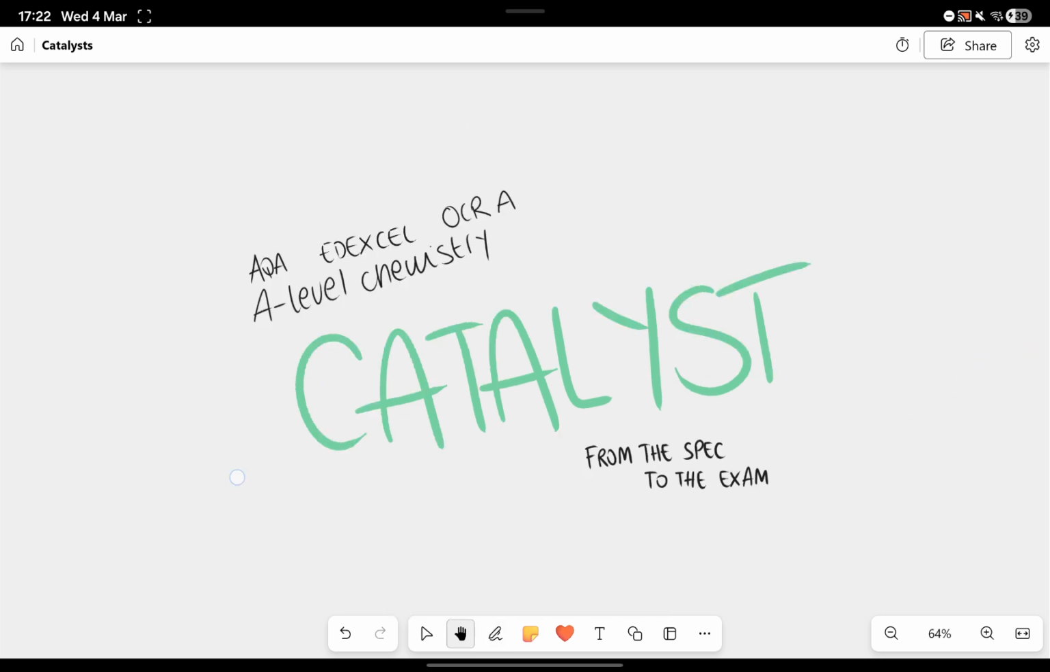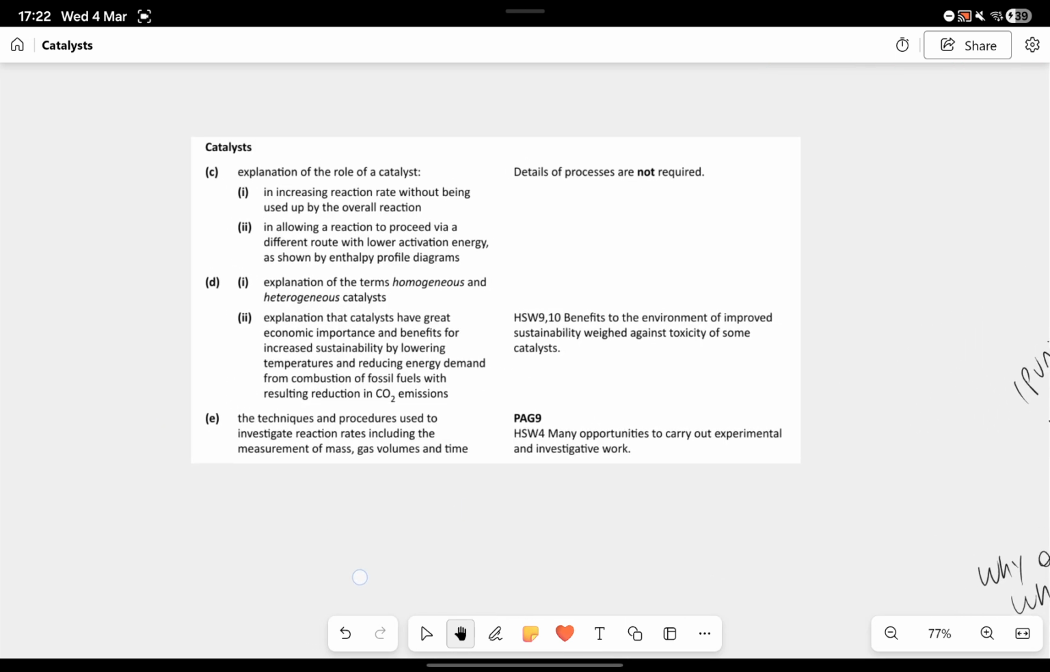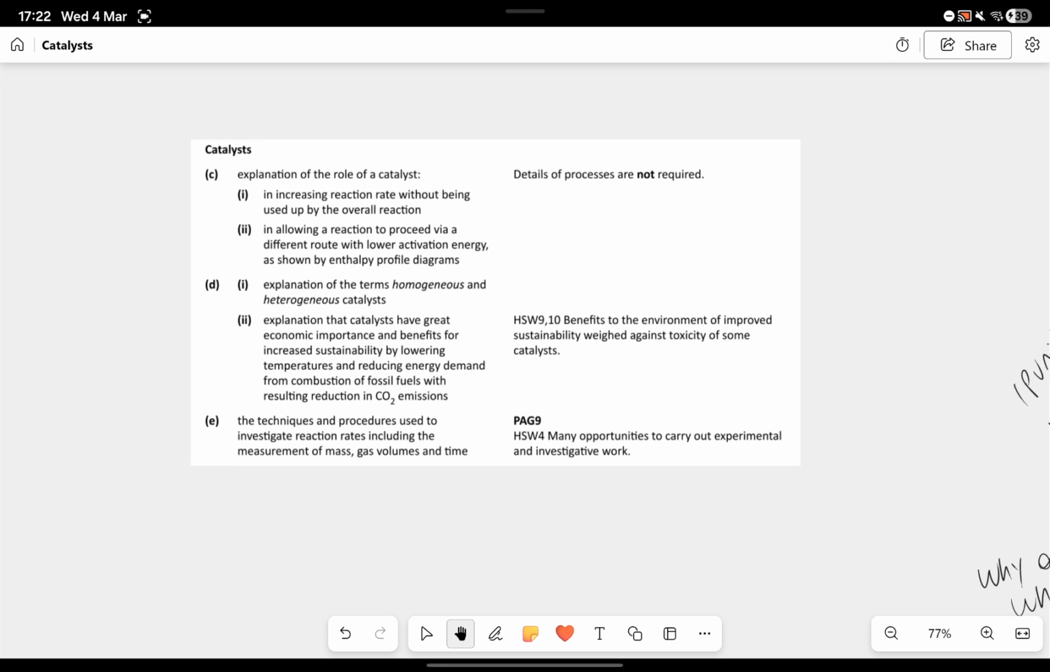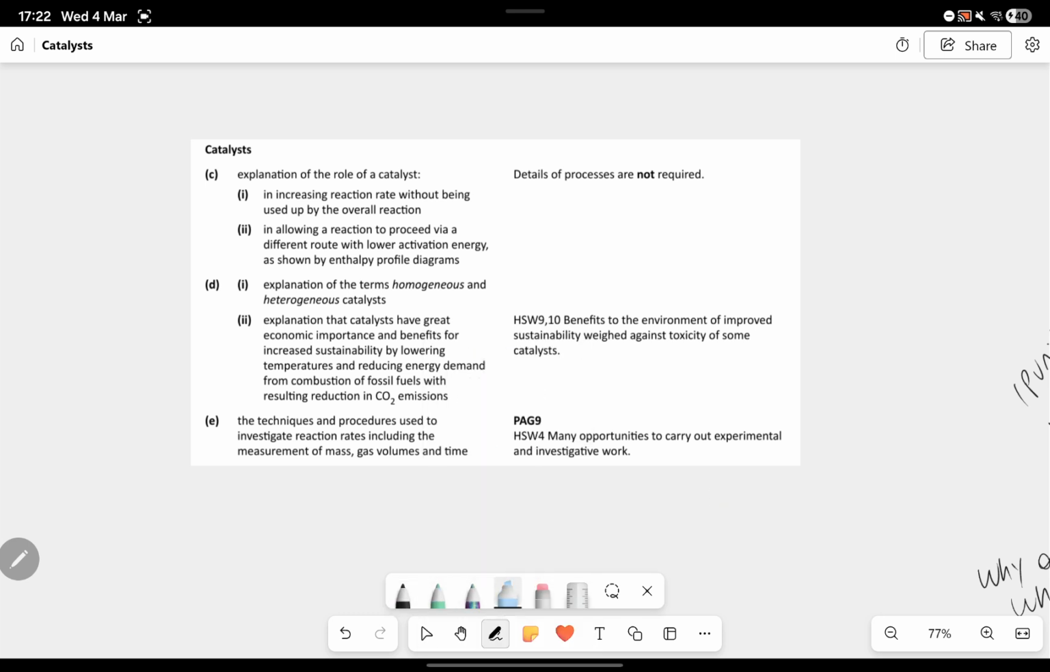Let's look at a specification. Specifically, we're looking at the OCR specification, but this is for all of you. This is actually AS content where we explain the role of the catalyst. So what is a catalyst? And let's use the same words that the spec uses. A catalyst increases the rate of reaction without being used up by providing a different route with lower activation energy, or by lowering the activation energy.